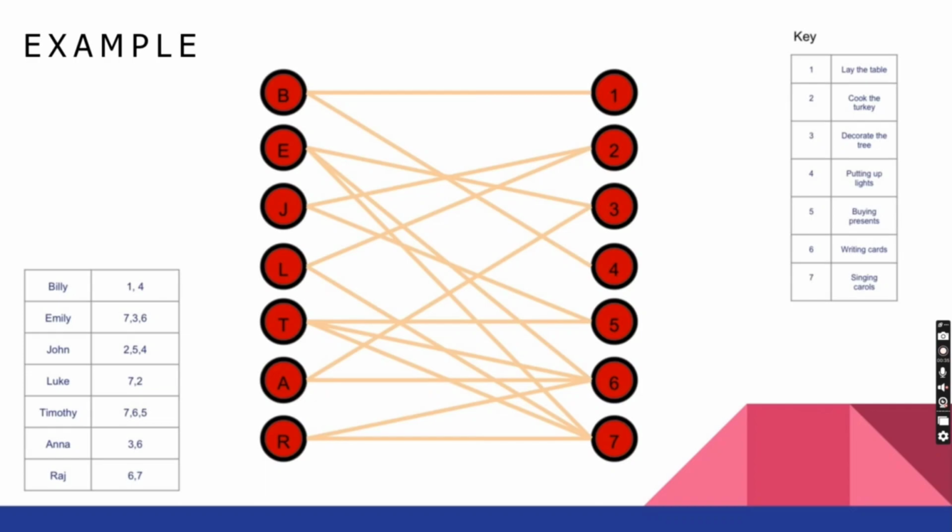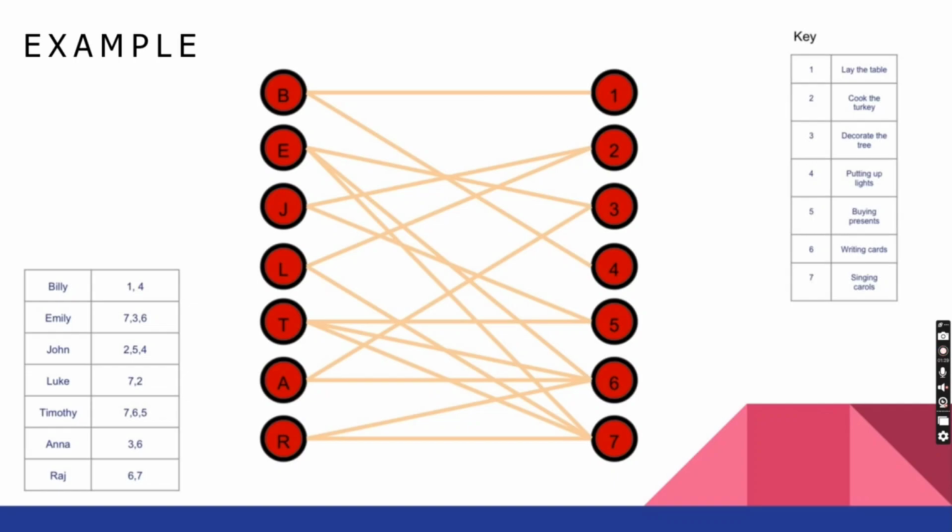On the bottom left, we can see a list of people who are assigned different tasks. In the middle, I have the bipartite graph, which shows all the possible edges linking a person to the task they could be doing. So let's move on to the first step.